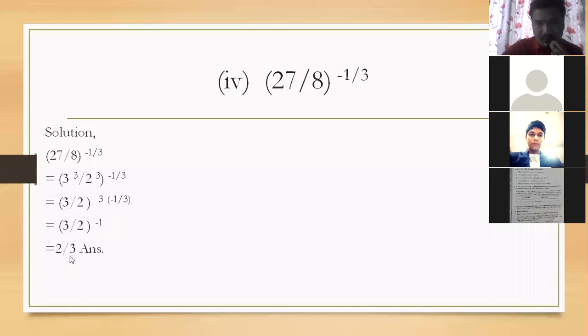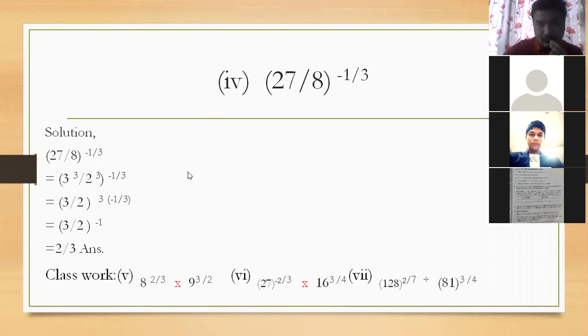Similarly, you have to solve this one. It will now be 2 by 3. Answer will be 2 by 3. Now see here another example. Another example also you have to do. This classwork also you have to solve by the same method, as I have shown in this example.